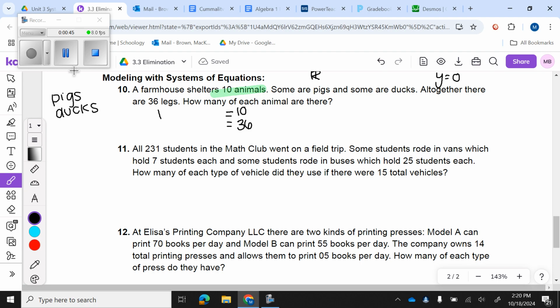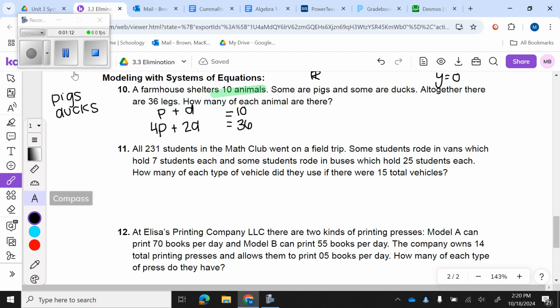So I can say pigs plus ducks equals 10. Okay? Well, however many pigs plus however many ducks, there's 10 of them. Okay? 36 legs. Okay, well now we got to talk about how are we getting 36 legs. Well, there's pig legs and duck legs. Well, a pig has 4 legs, so that's going to be 4 times the number of pigs, plus ducks have 2 legs, so that's going to be 2 times the number of ducks equals 36.